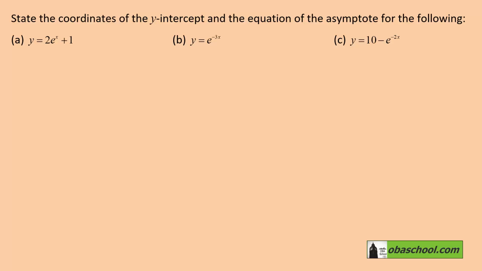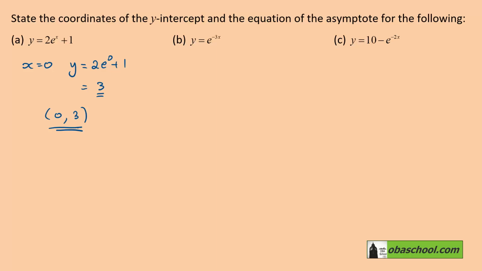State the coordinates of the y-intercept and the equation of the asymptote for the following. Well, the y-intercept is always when x equals 0. So in this case, y is going to be 2e to the 0 plus 1, which is 2 plus 1, which is 3. So 0, 3 would be the y-intercept.